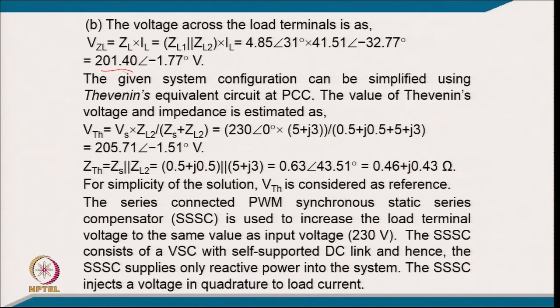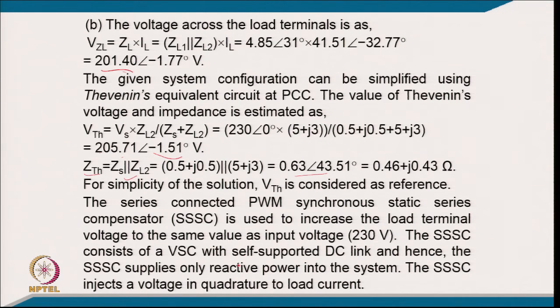So, the given system configuration can be simplified using a Thevenin equivalent circuit at the PCC, and the value of Thevenin voltage and impedance is calculated here. The Thevenin voltage comes 205.71 volt at the angle of minus 1.51 degree, and Z Thevenin is the parallel impedance of the source with ZL2. So, it comes typically 0.63 ohm at the angle of 43.51 degree. For simplicity, the Thevenin voltage is considered as a reference, and a series connected static synchronous series compensator is used to increase the load terminal voltage to the same as the input voltage of 230 volt.